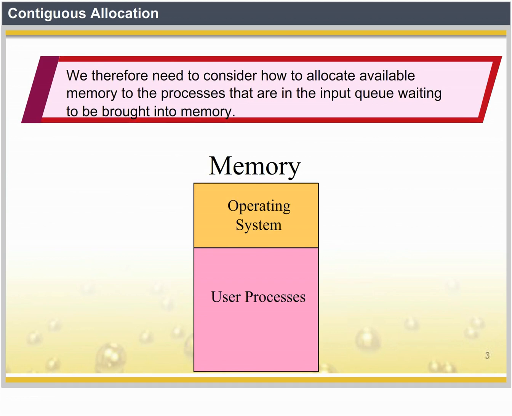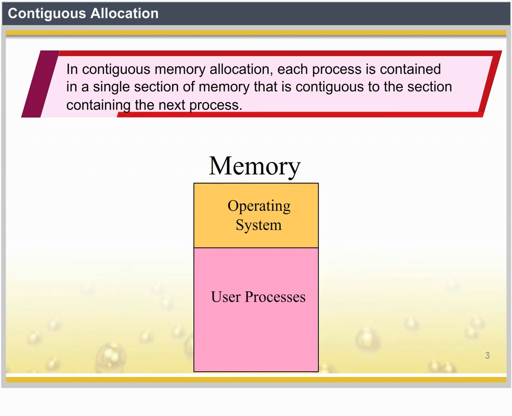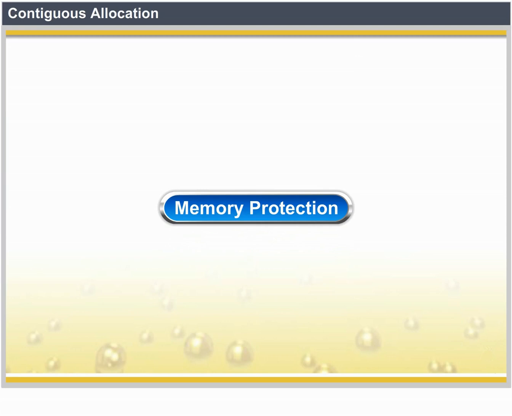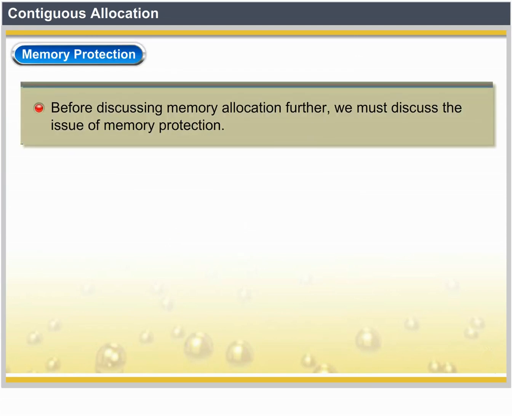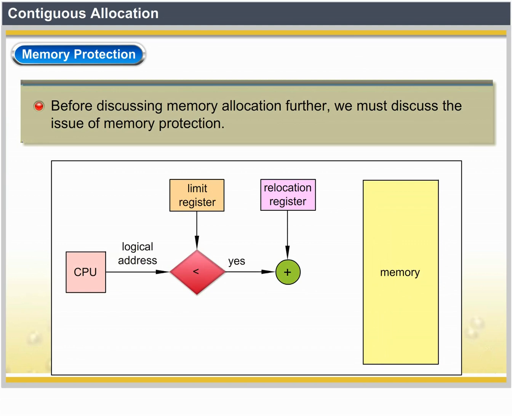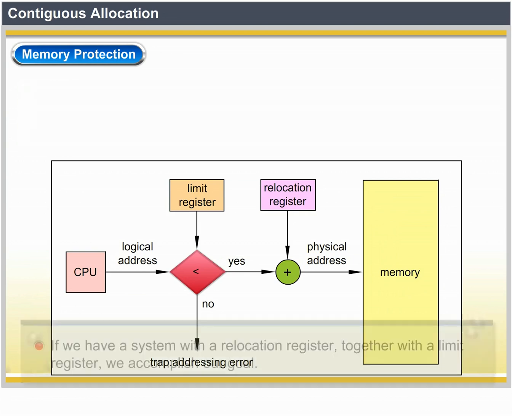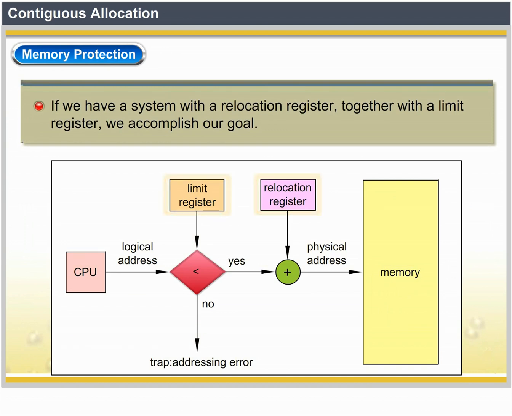In contiguous memory allocation, each process is contained in a single section of memory that is contiguous to the section containing the next process. Memory protection. Before discussing memory allocation further, we must discuss the issue of memory protection. We can prevent a process from accessing memory it does not own by combining two ideas previously discussed. If we have a system with a relocation register together with a limit register, we accomplish our goal.